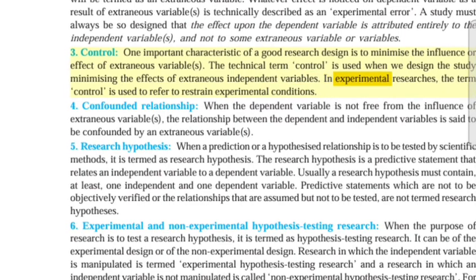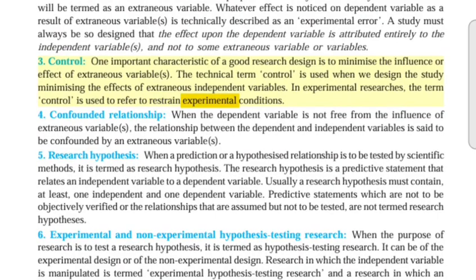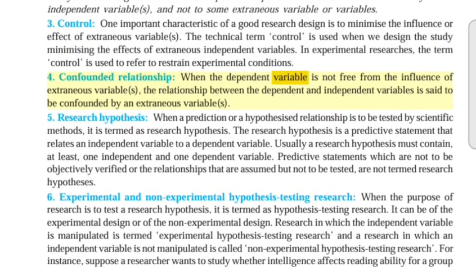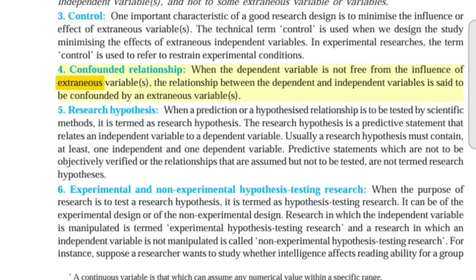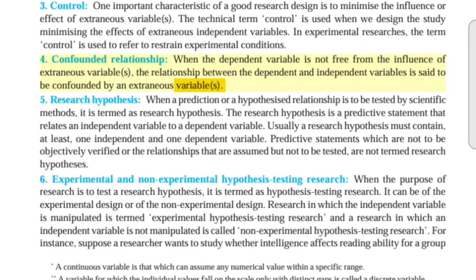In experimental researches, the term control is used to refer to restrained experimental conditions. 4. Confounded relationship. When the dependent variable is not free from the influence of extraneous variables, the relationship between the dependent and independent variables is said to be confounded by an extraneous variable.